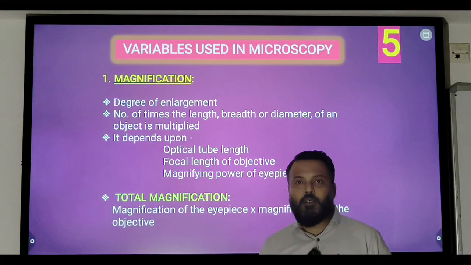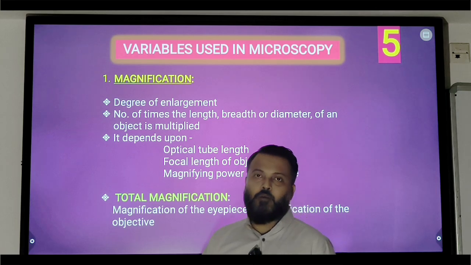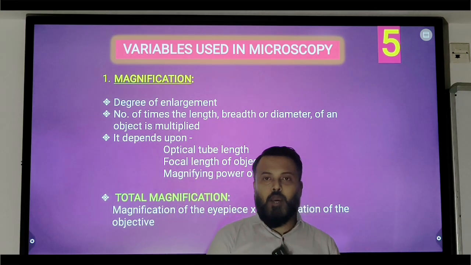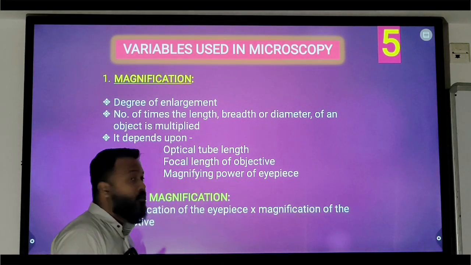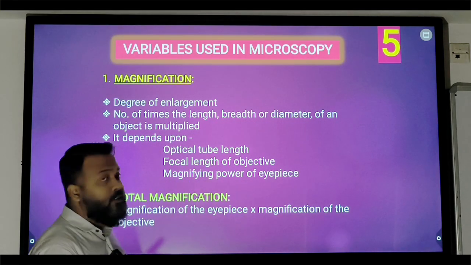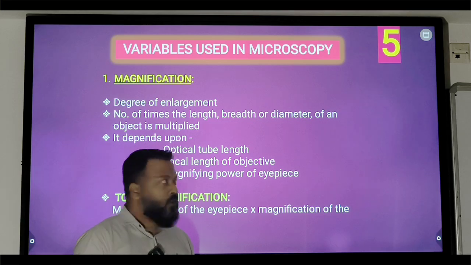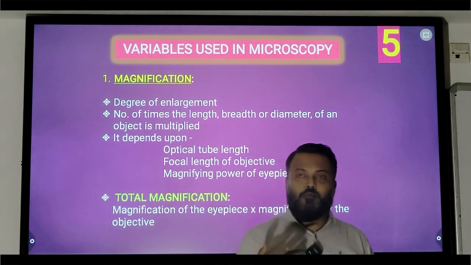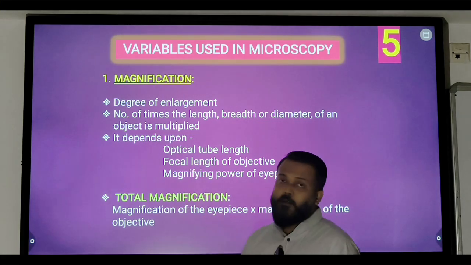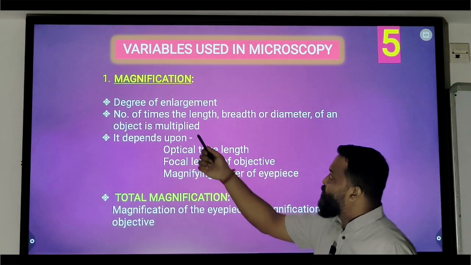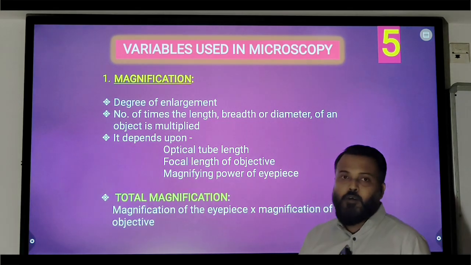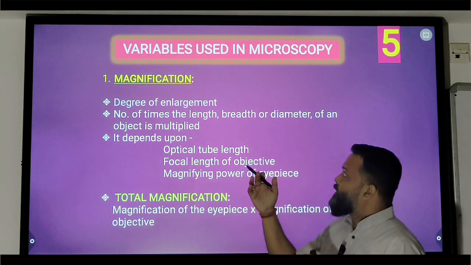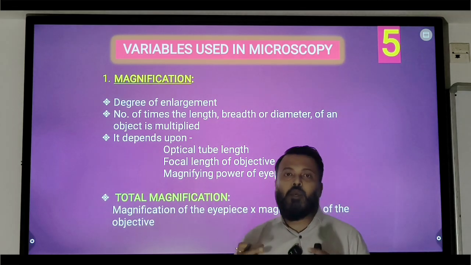Now, before discussing what a microscope is and the science behind microscopy, we will have to learn about the variables used in microscopy. There are different variables, terminologies which nowadays you frequently come across, mainly magnification. Magnification means the degree of enlargement. That means up to which level a particular object can be enlarged.